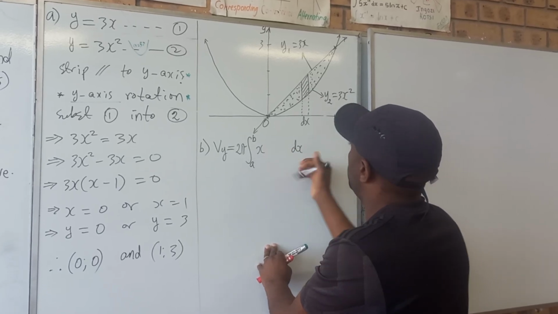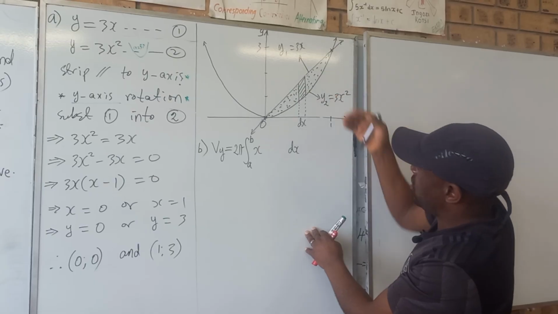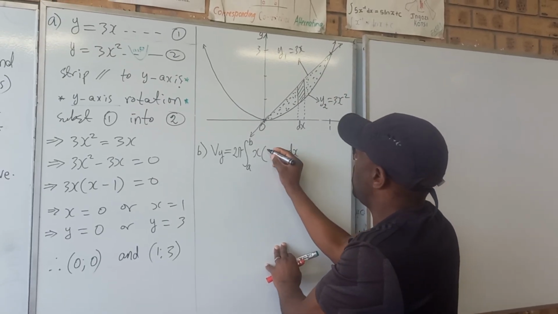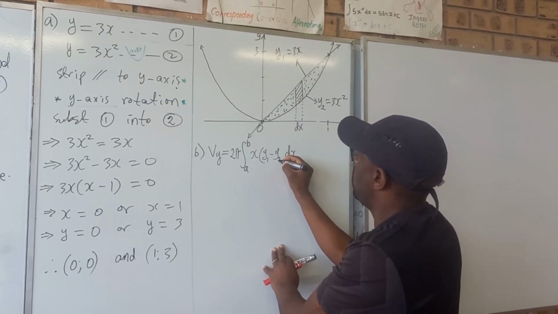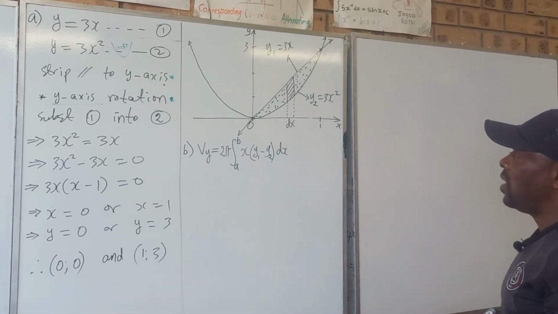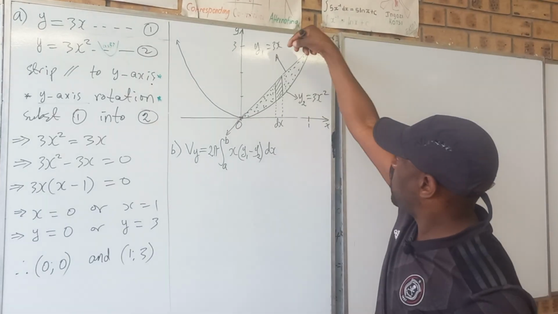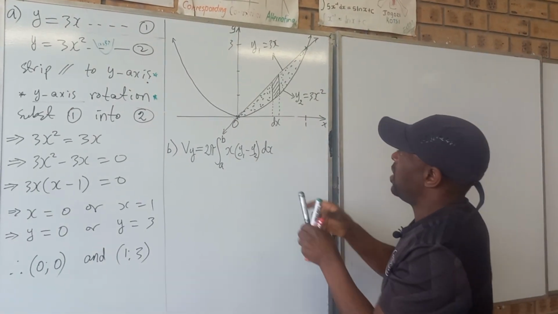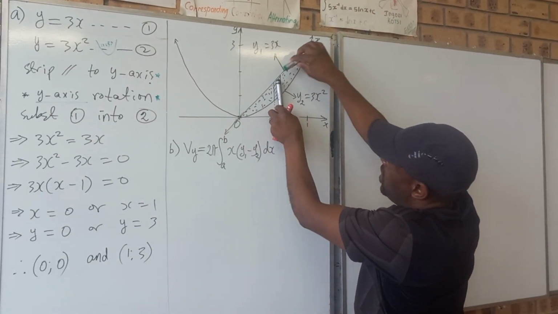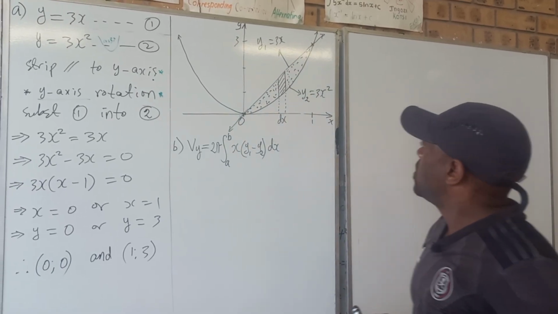So I have my x, but if I look at my diagram, I will see that there is y1 and y2. So in the place of y, I will put y1 minus y2, even though you're still free to just copy xy dx. But remember that when you come to the place of y, don't forget that your strip is vertical and it's touching two graphs. The one above comes first, followed by the one below your strip.